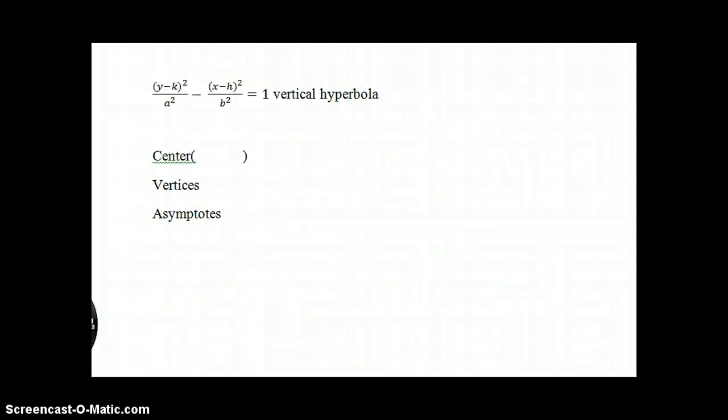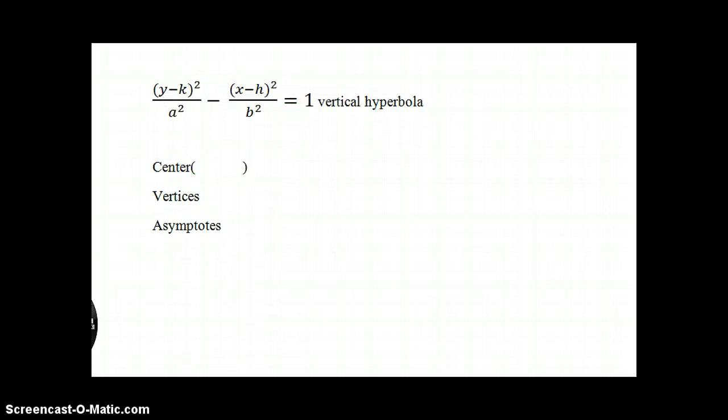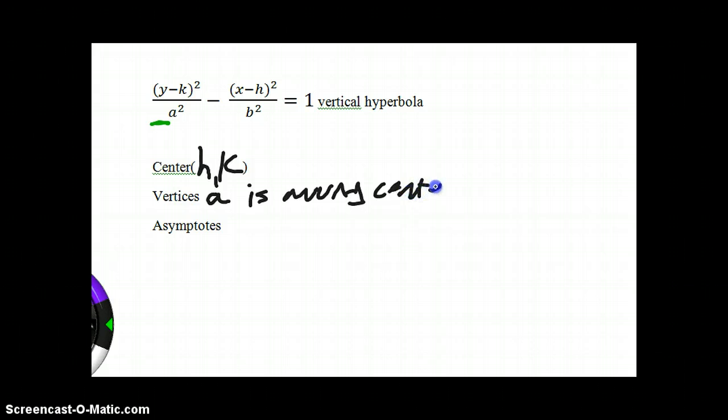Now, if you'll take a look at the vertical hyperbola standard form, it looks very much like that of the horizontal. The only difference is that the y will come first. So the A's and B's will be very similar. The H and K will be similar, but the y will be positive, or it will come first, and the x will come second. So center is still HK. The vertex is A away from the center. And we'll still have these asymptotes.